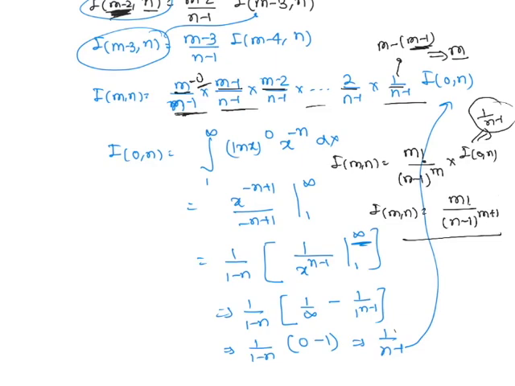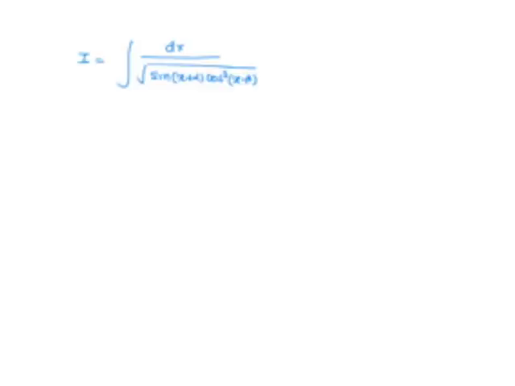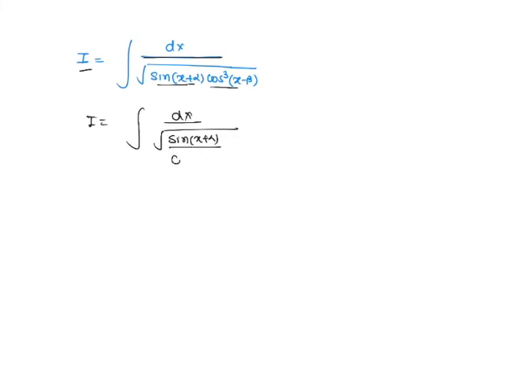So this is an integration problem. The problem is I equals integral of dx upon root over sine of x plus alpha into cos of x minus beta cubed. So this is an indefinite integration problem. To solve it, I equals dx divided by root over sine of x plus alpha into cos of x minus beta, and we multiply by cos of x minus beta, so this comes out as cos power 4 of x minus beta. Correct? Now let us simplify further.